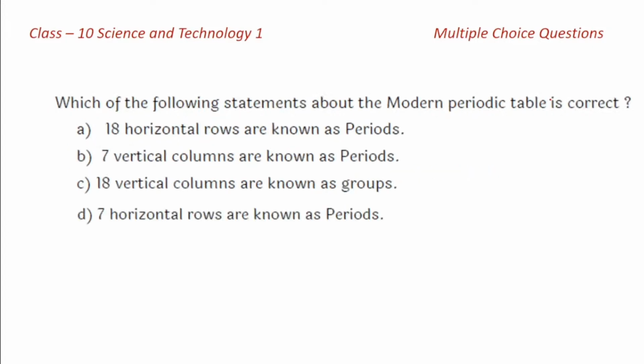Next question is, which of the following statements about the modern periodic table is correct? First statement, 18 horizontal rows are known as periods. Second option, 7 vertical columns are known as periods. Next option, 18 vertical columns are known as groups. And the last option is 7 horizontal rows are known as periods. So the correct answer is option C, 18 vertical columns are known as groups.